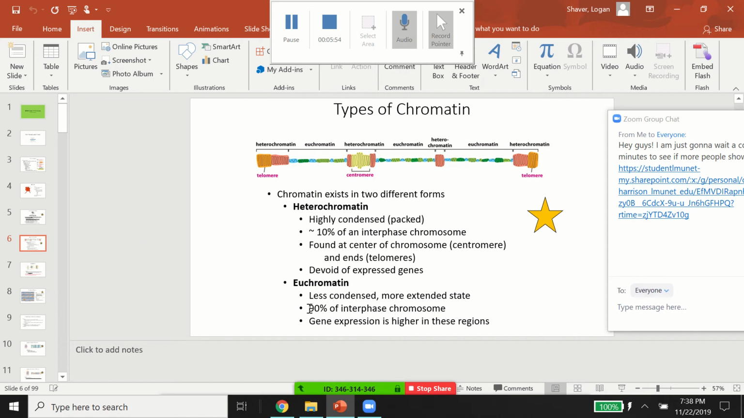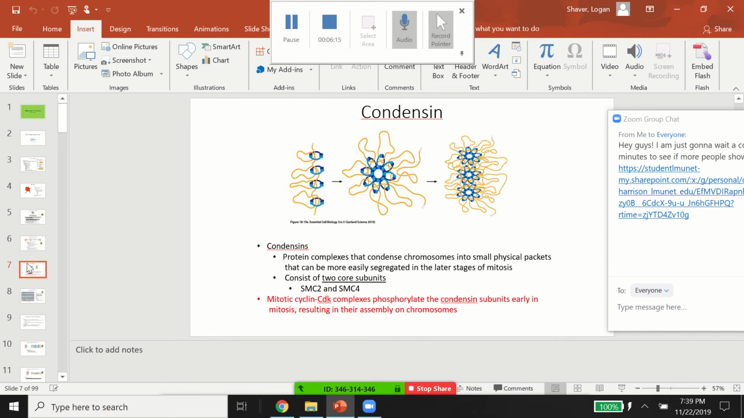I'd probably also note that 90% of the interphase chromosome is going to be in euchromatin. So throughout its lifespan, there's going to be a lot more euchromatin versus heterochromatin. Just because, I mean, it makes sense, right? Because you need all these different proteins in order for the cell's life to be sustained, basically. So maybe keep that in mind as well.